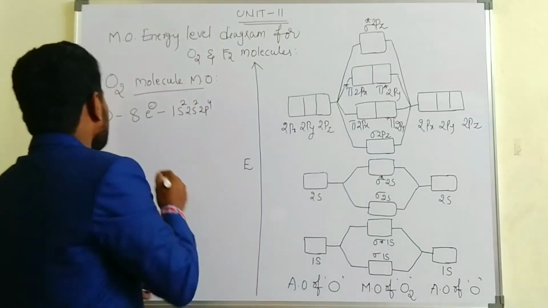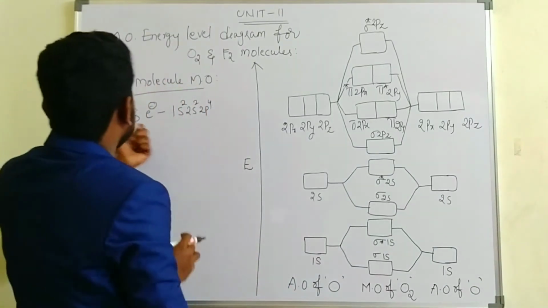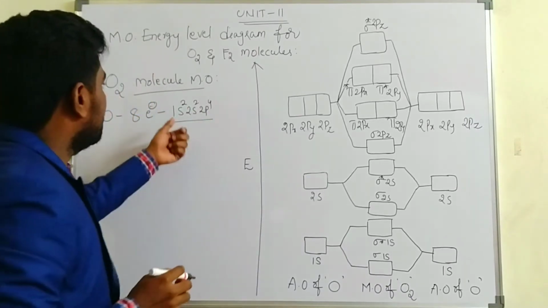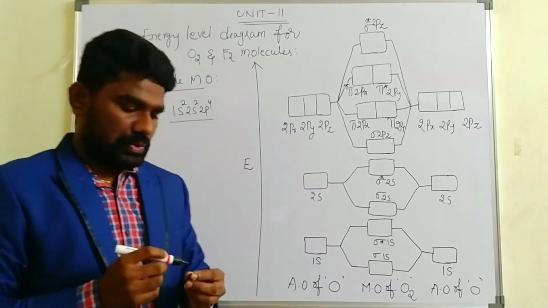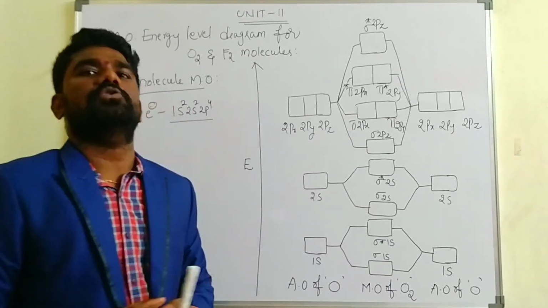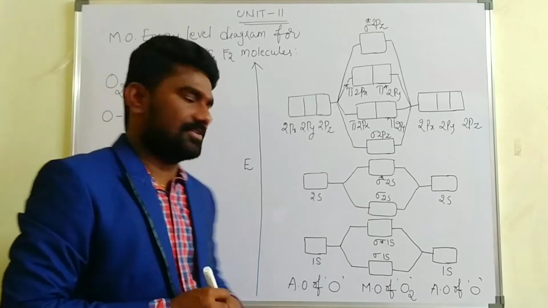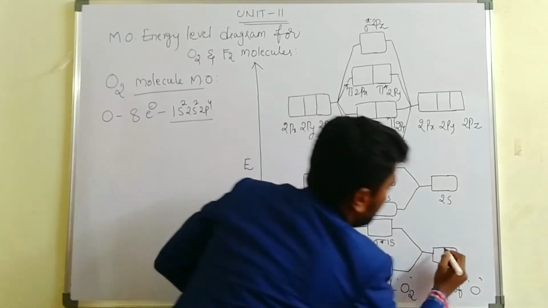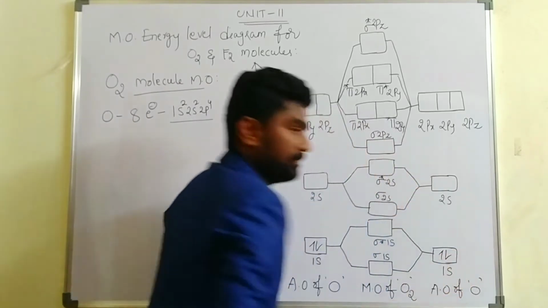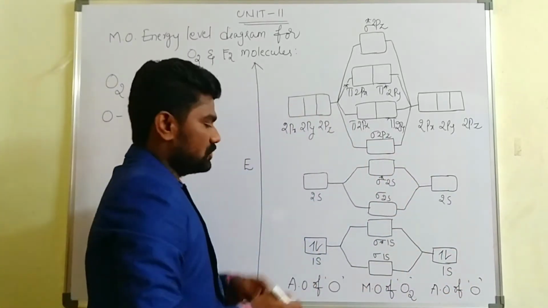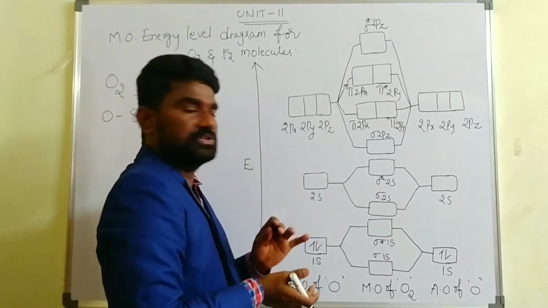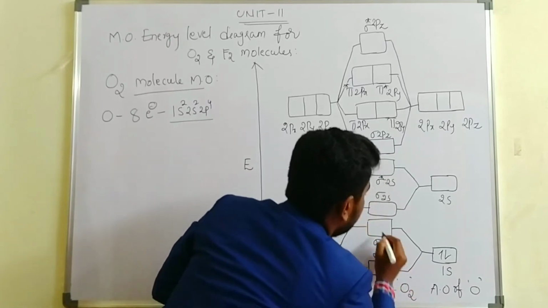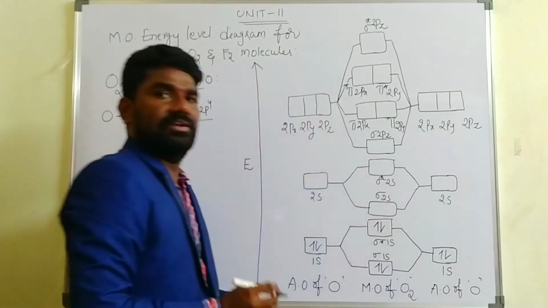If you observe the electronic configuration of the oxygen atom, it is 1s2, 2s2, 2p4. First, the 1s orbital has 2 electrons. That means each oxygen atom has 2 electrons. So 2 electrons from one atom and 2 electrons from another atom, total 4 electrons. These 4 electrons we need to fill in the molecular orbitals: 2 in the bonding molecular orbital and another 2 in the anti-bonding molecular orbital.